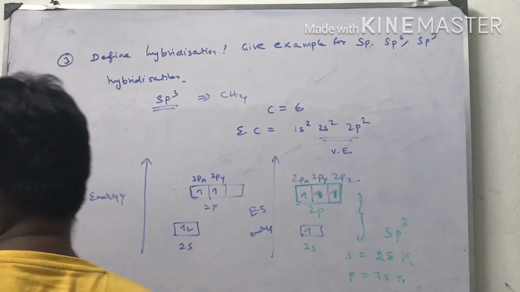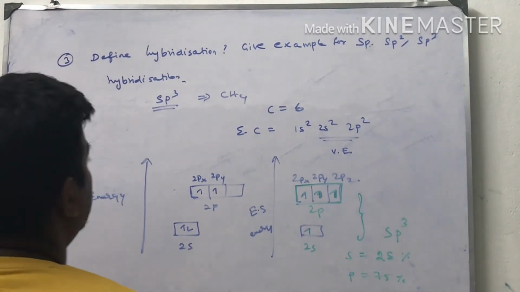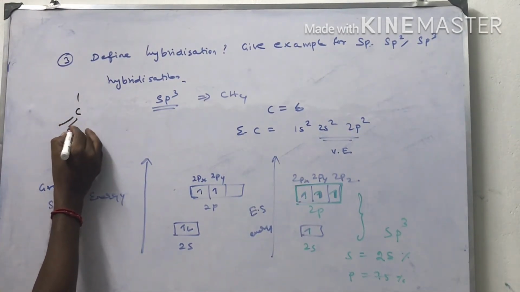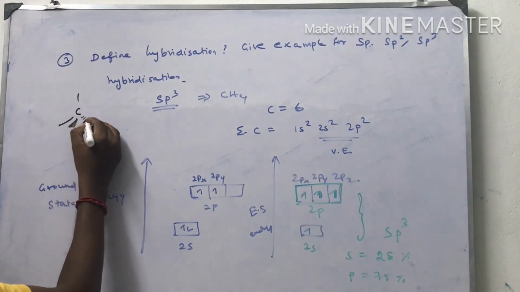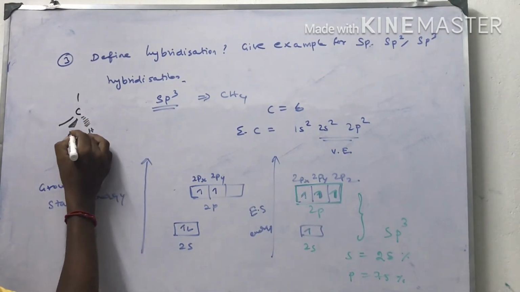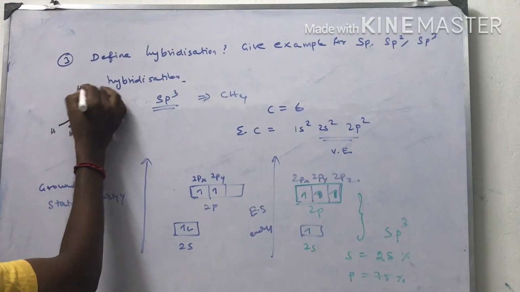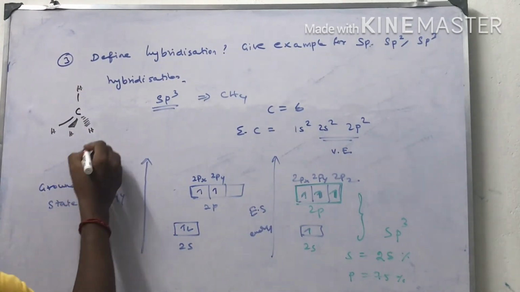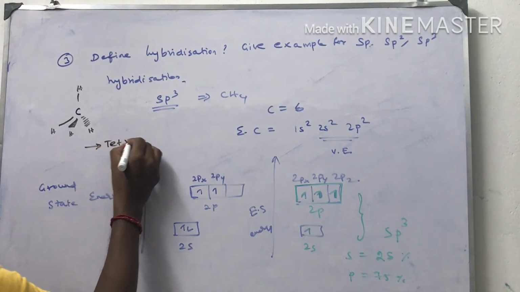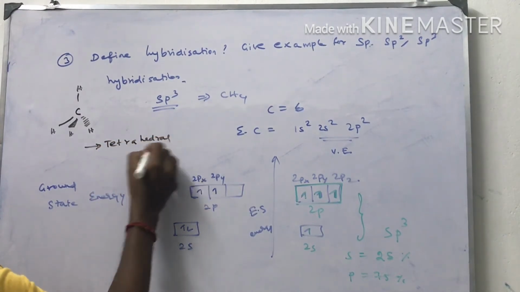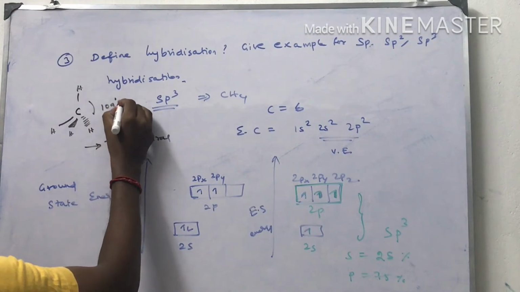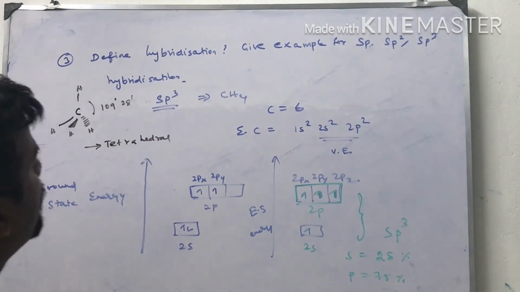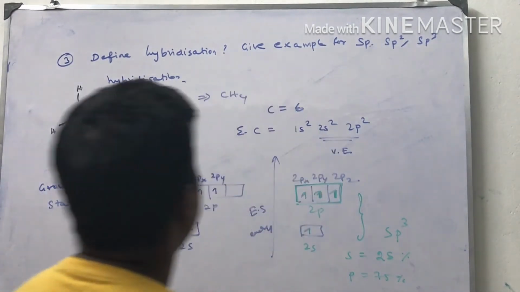Right? This is the structure. Now I am going to draw the structure of methane, carbon and hydrogen. So this is the structure of methane. Methane is tetrahedral in shape. Bond angle is 109 degrees 28 minutes. Right? Okay.